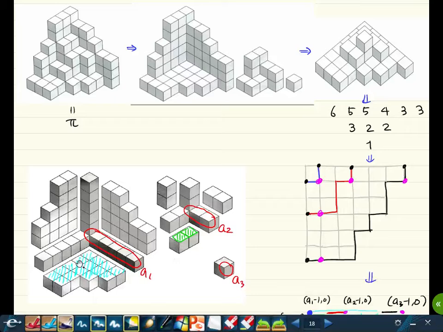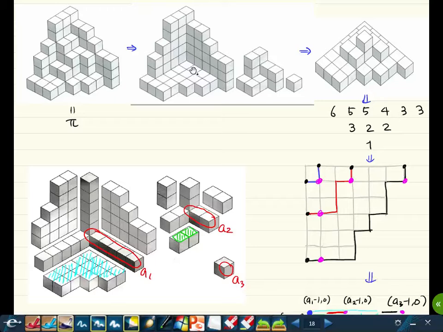This part, they have the same area. They have the same number of boxes, because if you rotate this, you will get this one and then this one. So if you know the area of this and the number of boxes here and then the number of boxes of this, you can compute the number of boxes in the first shell.